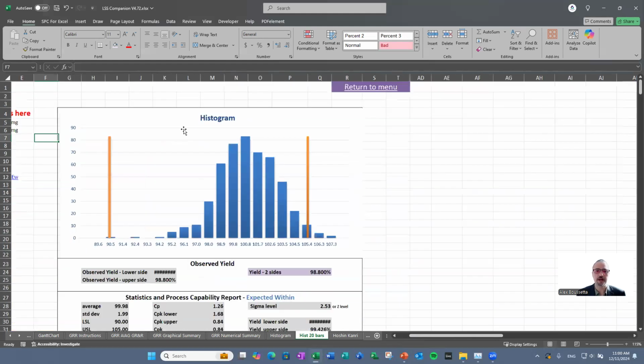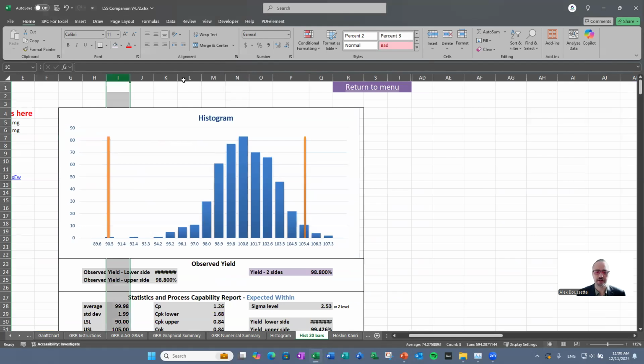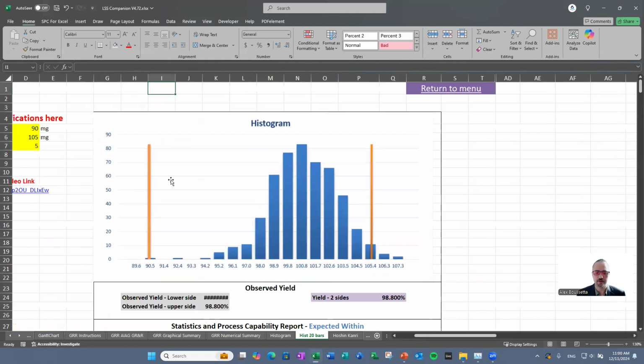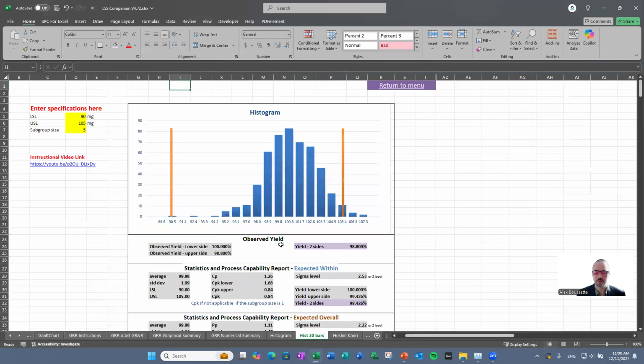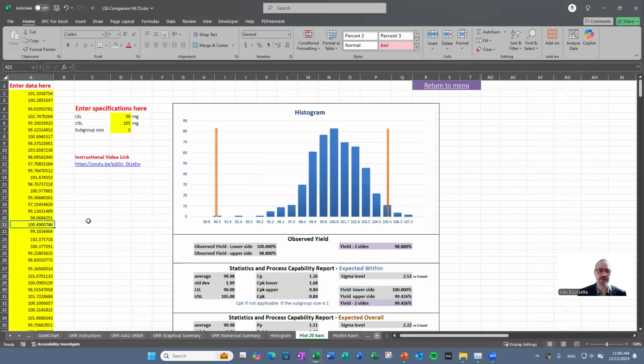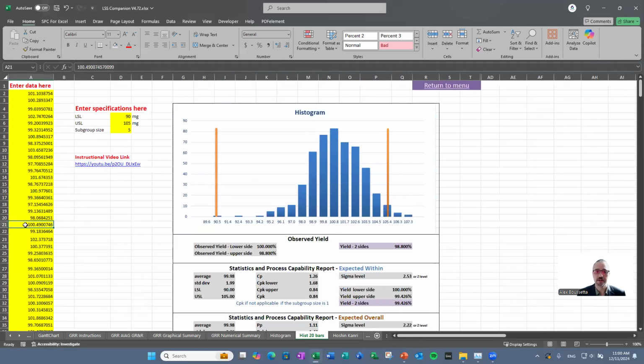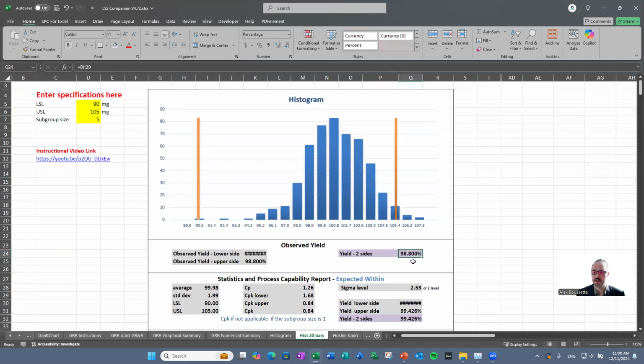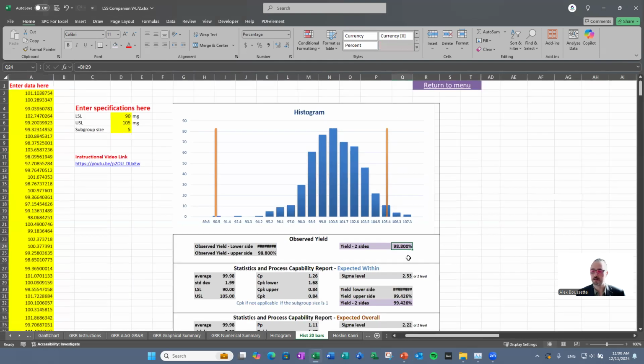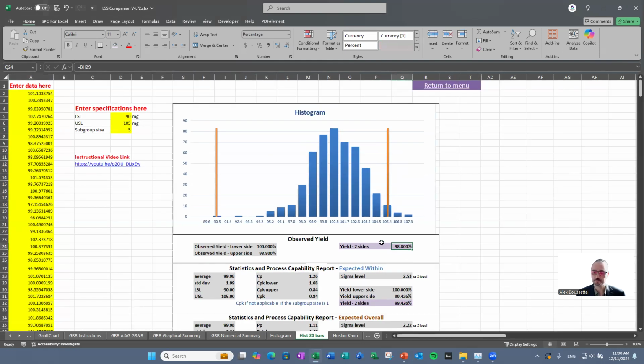What the companion gives us over here are different metrics in terms of how good or how bad is what we see. So we have, first of all, the observed yield. So I'm just looking at the data that was collected. We have a data set here of 500 data points, and we observe that the overall yield is 98.8%. That's what we observed.